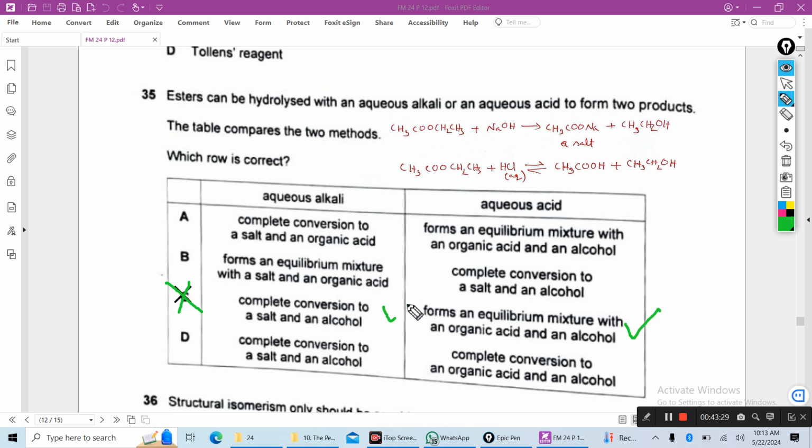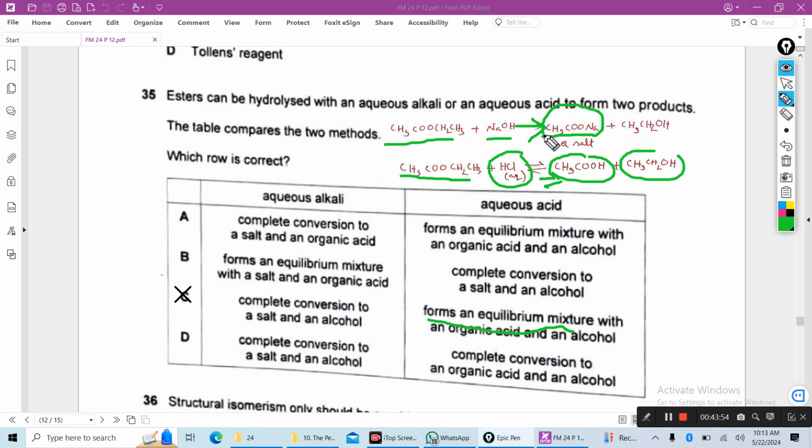C is the correct answer. And you know, when ester undergoes acid hydrolysis, this is a reversible reaction, meaning it forms an equilibrium mixture with carboxylic acid and alcohol. But when ester reacts with alkaline hydrolysis, it goes to completion, meaning complete reaction, to produce sodium salt of carboxylic acid plus alcohol.